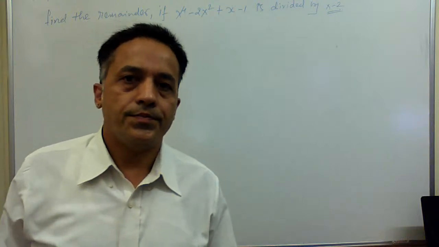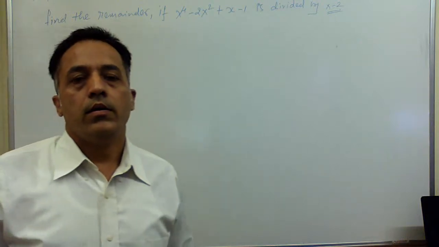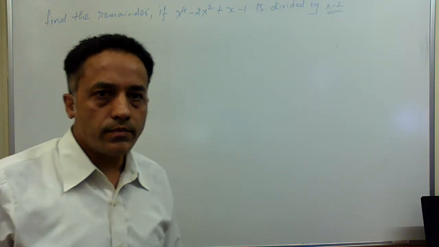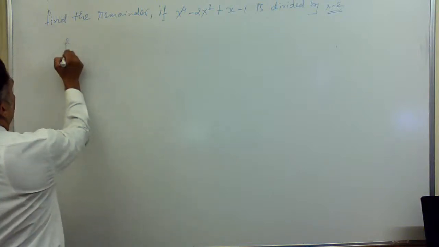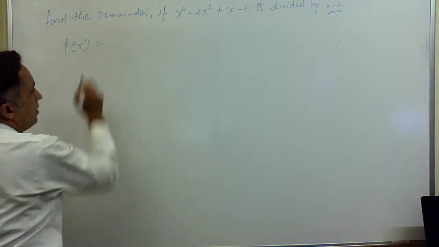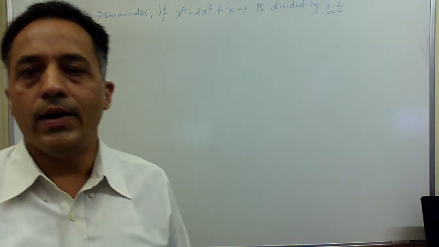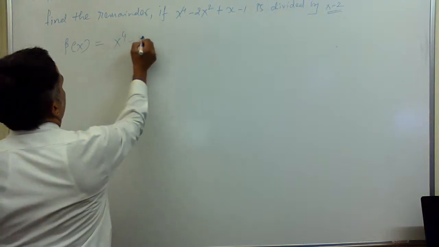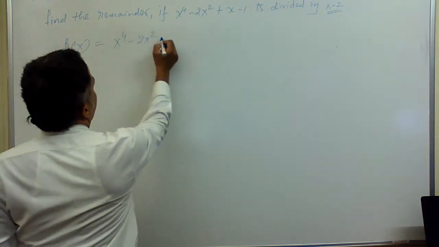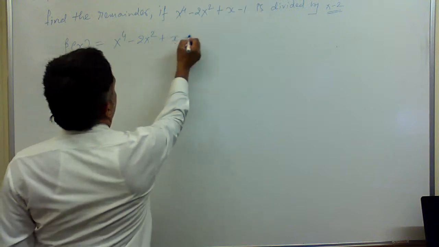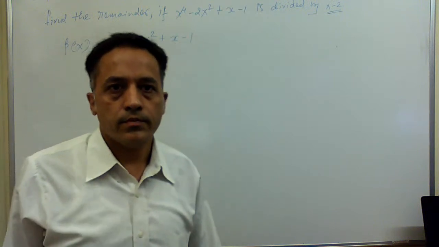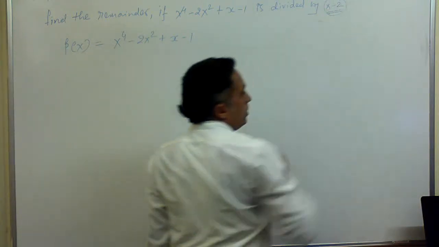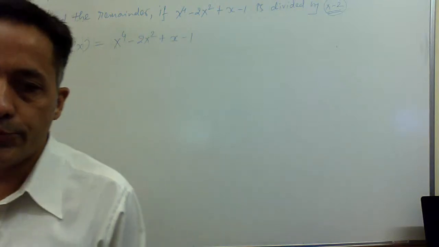When we divide the given polynomial by x minus 2, first of all we will write p of x, means polynomial of x, x raised to 4 minus 2x square plus x minus 1. Now this is our divisor, x minus 2.